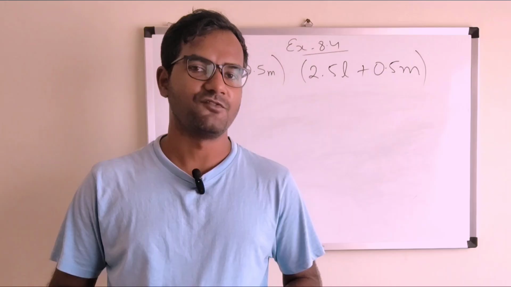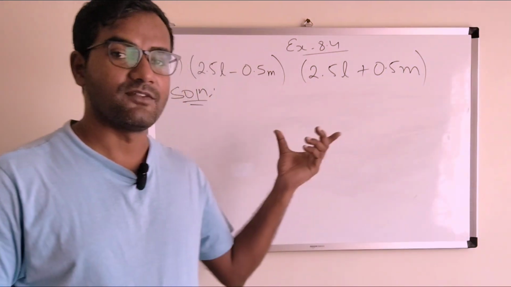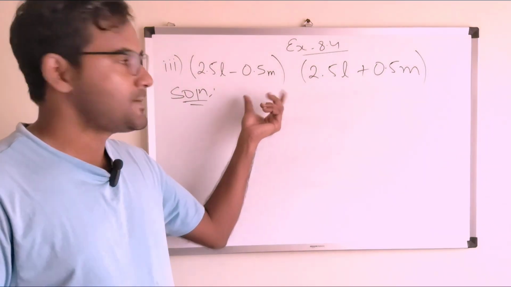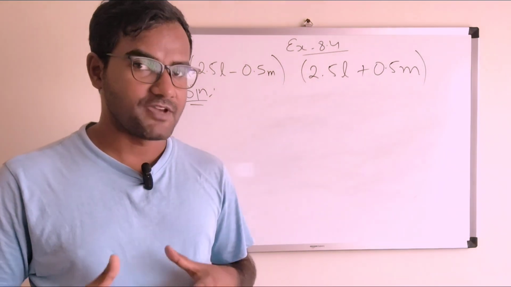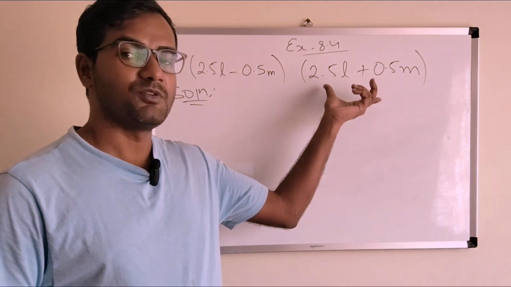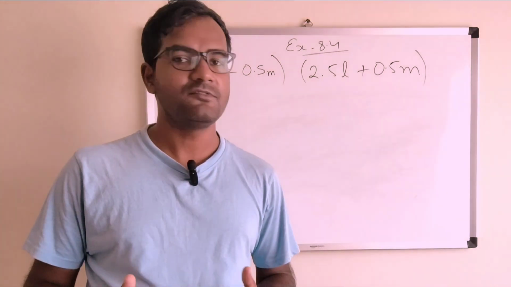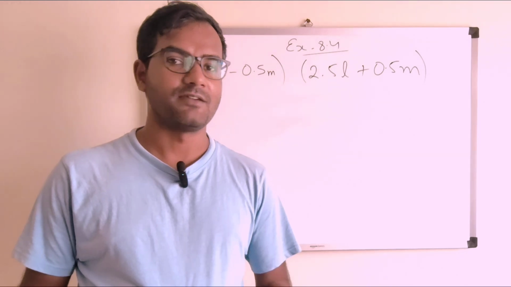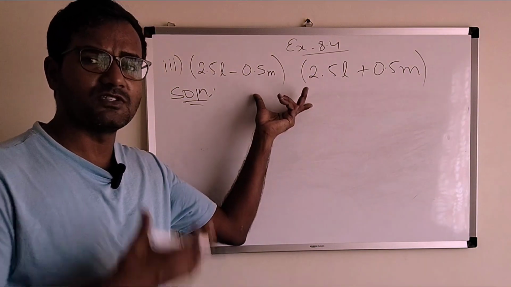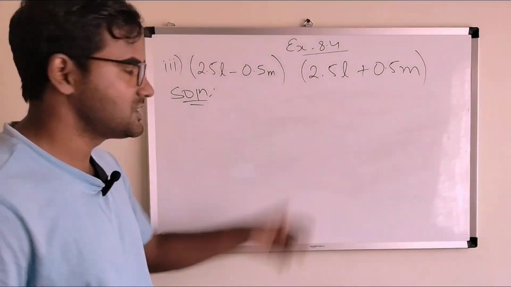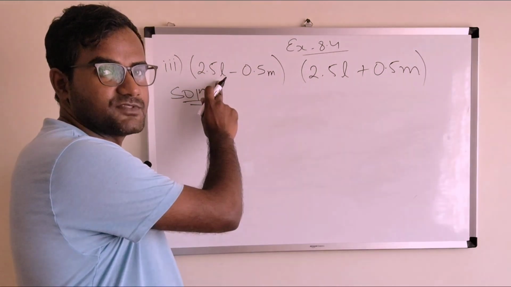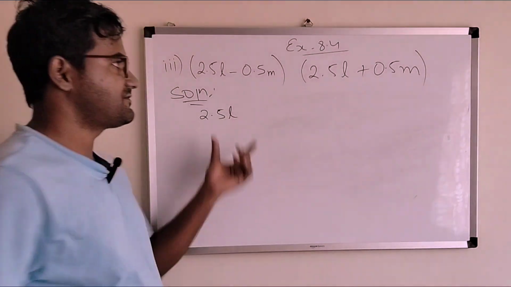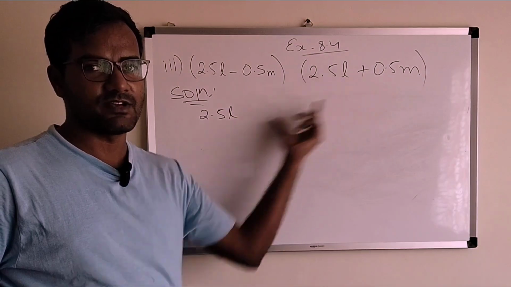Exercise 8.4, sum number 3. I have already written it for you on the board, so you can see 2.5L minus 0.5M and 2.5L plus 0.5M. What do we have to do? We have to multiply them. I have already taught you, and this one is also quite similar to the previous one. Let's see. First of all, we will write this first term, 2.5L, and all these things I will write here.